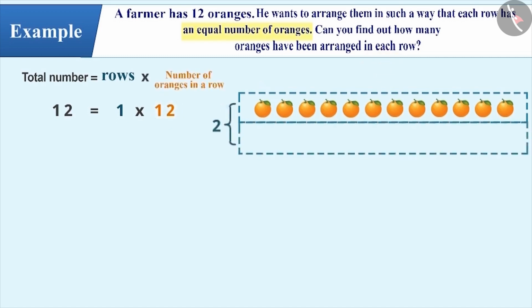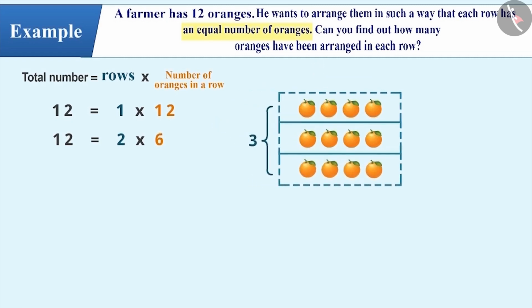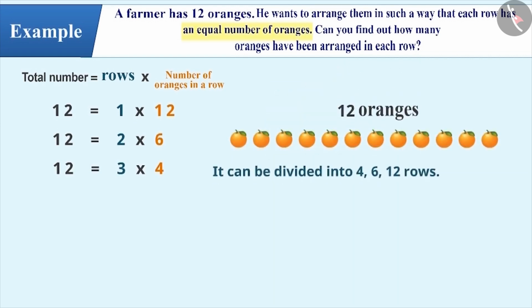We can divide 12 oranges equally in 2 rows. It will result in 6 oranges in each row. Therefore, we can express the total number of oranges as 12 equals 2 multiplied by 6. Similarly, we can divide 12 oranges equally in 3 rows. That means there will be 4 oranges in each row. Therefore, the total number of oranges can be expressed as 12 equals 3 multiplied by 4. Similarly, we can divide 12 oranges in 4 rows, 6 rows, and 12 rows.